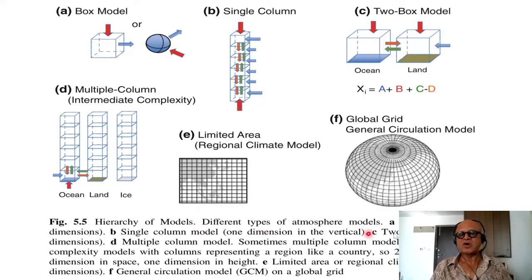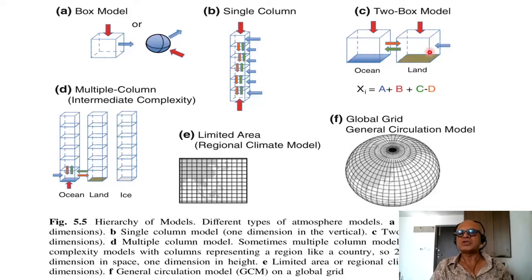Different types of atmospheric models. Here is the box model or zero-dimensional model that we talked about, or it could be an averaged spherical model like this, or zero dimensions. Single column model, one dimension in the vertical, let's say, with exchanges happening, fluxes, let's say with the next column, and vertical exchanges. Many process studies are done this way, and there are some very good insights gained from doing this, which makes life simpler rather than running a full model.